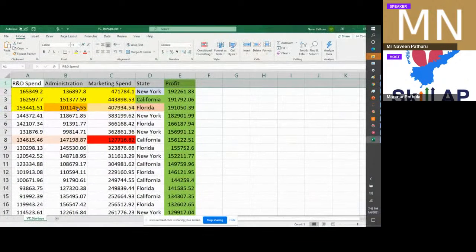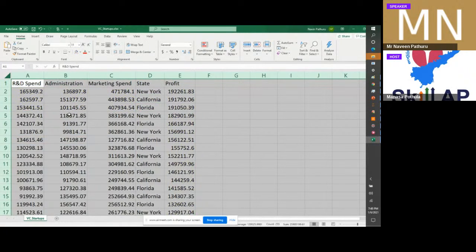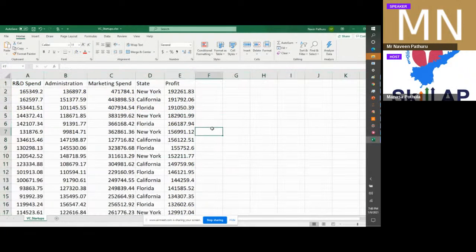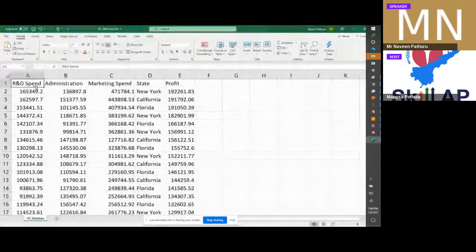Okay, so now take a look at this. We'll remove the distraction of the colors and things like that. Here is the first company. Here is R&D. What is R&D? R&D is research and development. How much a company is spending on research and development is R&D, guys.